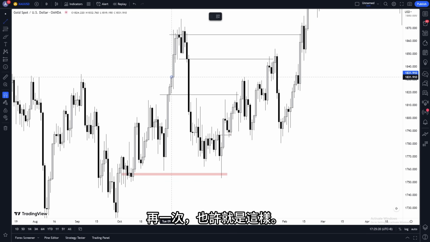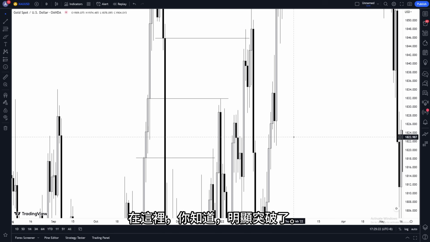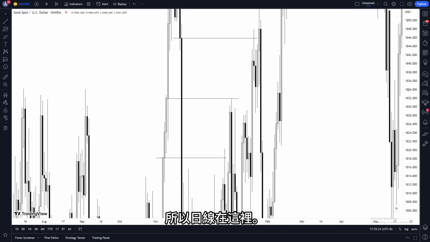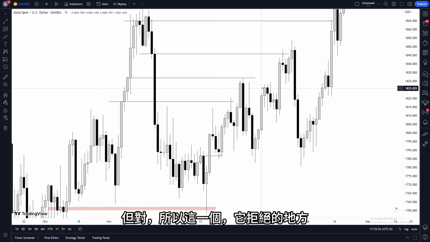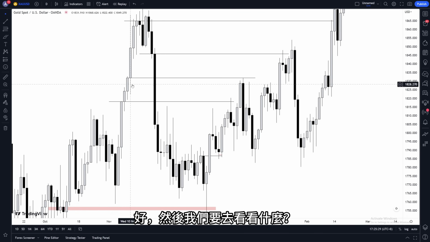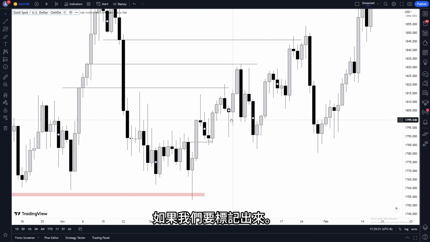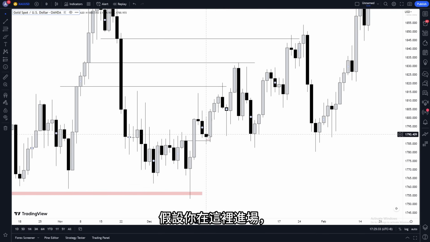We just missed this, I think. Did we miss this? Oh, no, we tapped it. No, we just missed it. Again, it is what it is. But yeah, we just missed this one. Over here, no, obviously broke. So daily over here. But yeah, so this one, what it rejected from was the daily.